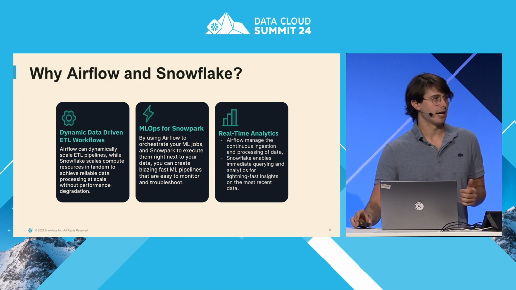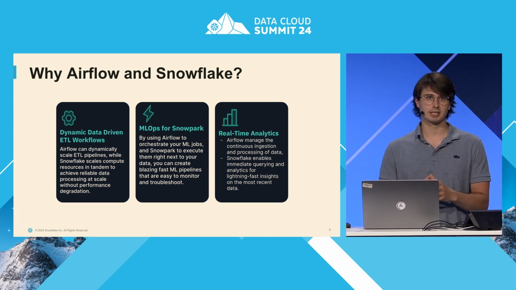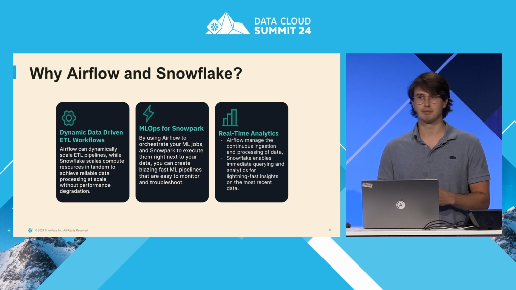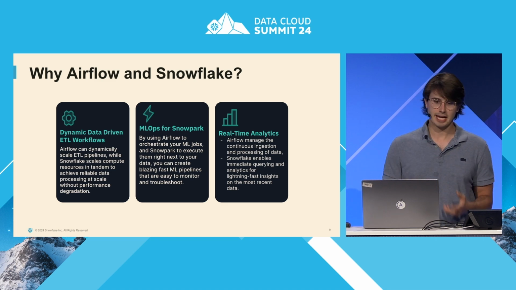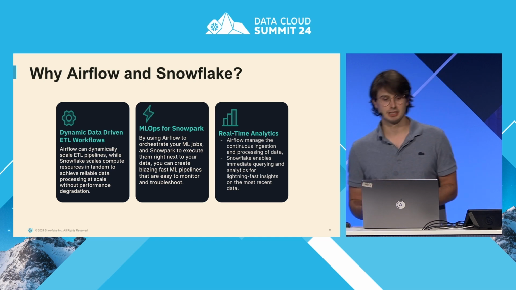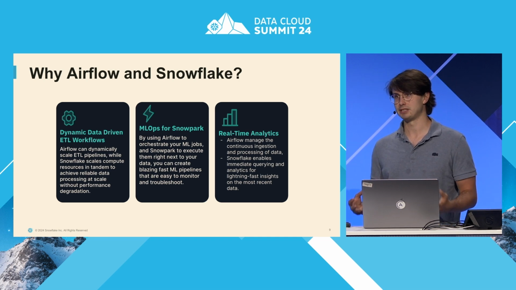So number one, Airflow is ultimately scalable. It's Kubernetes native. It runs on a scalable compute cluster, and it can dynamically scale to manage up to hundreds of thousands of pipelines running at the same time. And Snowflake, as we all know, can scale compute almost infinitely, perfectly efficiently, to achieve reliable data processing at scale without any performance degradation.